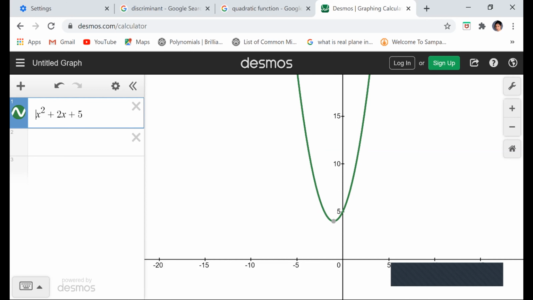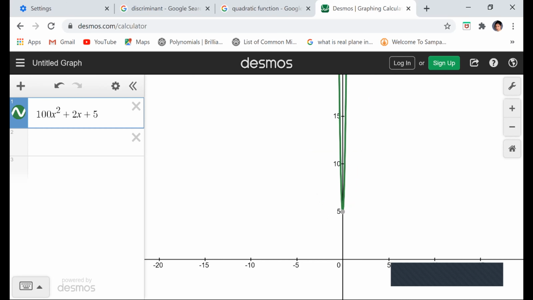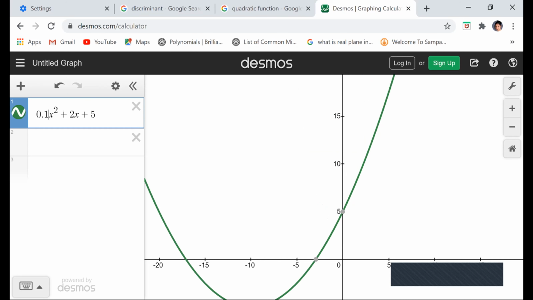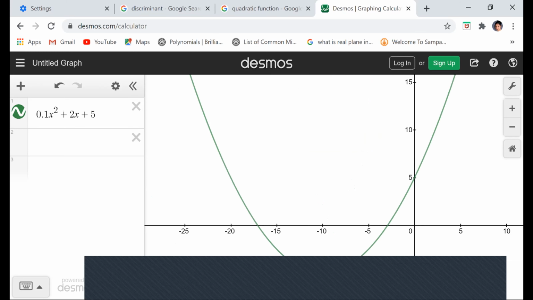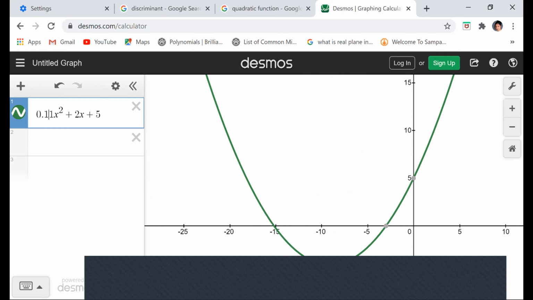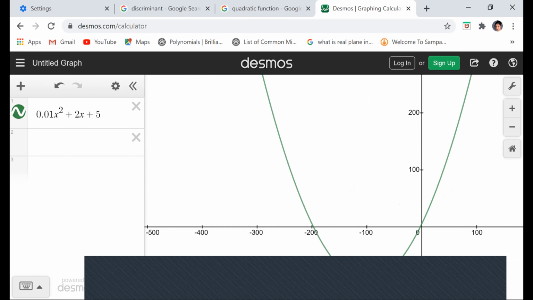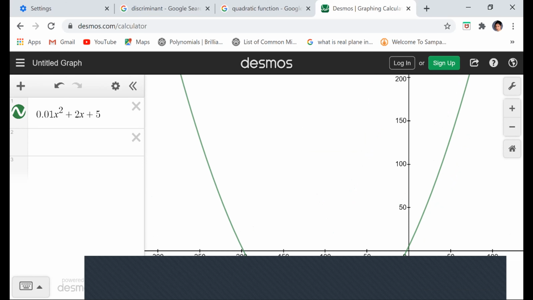So if you want a thin parabola, make sure the coefficient of the x squared term is huge like that. Or if you want a fat parabola, make sure you have something close to 0, like 0.1. See how fat it got, and the placement got changed too. Let me make it 0.01. Oops, sorry, 0.1. It's so fat that it has gone out of my screen. Huge parabola.